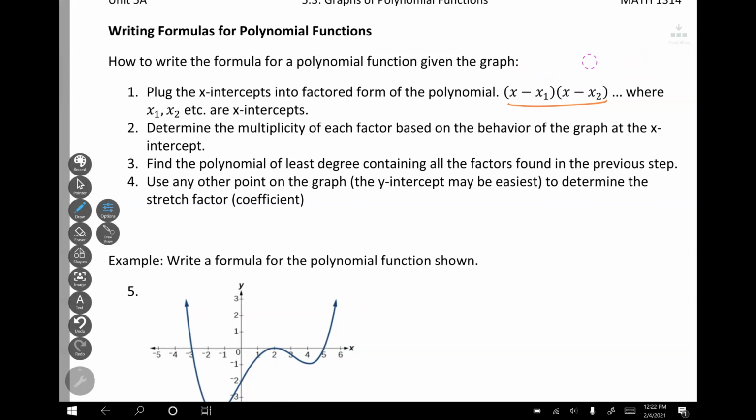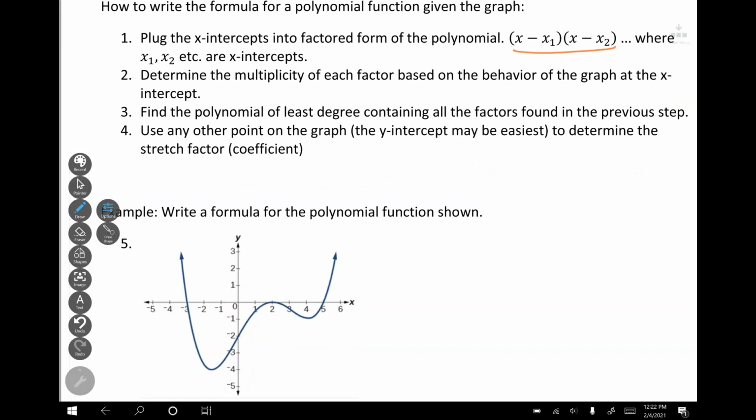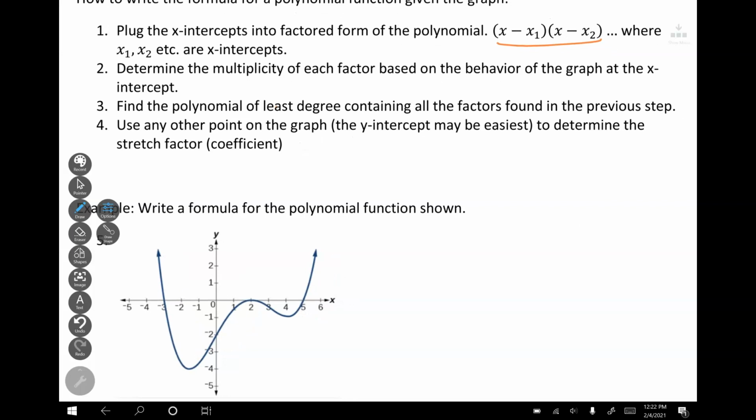Okay, so that's how you're going to do that. That will be finding the polynomial of least degree containing all the factors. So when it says of least degree, it's saying if it bends and it goes through, then just put 3. Don't put 7 or something obnoxiously large. Put the lowest number that it could be. So if it goes straight through, 1. It bounces, 2. It curves as it goes through, 3.